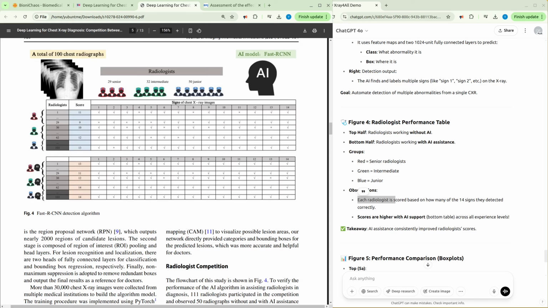Big takeaway. The table format helps break down individual performance details, but it can be a bit dense. The key point is that AI assistance reduces errors, fewer X's, and increases correct diagnoses, more check marks across all experience levels. Let's move on to Figure 5 next.